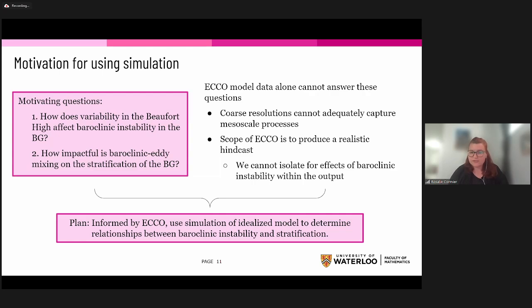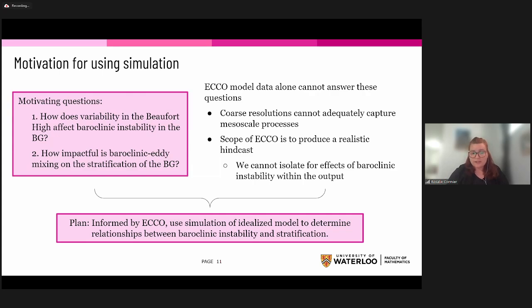So ECHO model data, while insightful, cannot answer these questions sufficiently for a few reasons. First, ECHO is quite coarsely resolved. You'll recall in the Arctic Ocean, which is the part of the ocean that has the best resolution in the ECHO model, the grid spacing is still about 40 to 50 kilometers, whereas some of the baroclinic eddies are on scales of 10 kilometers or so. Additionally, ECHO outputs estimates only once a day, so the temporal resolution is quite coarse for our purposes as well.